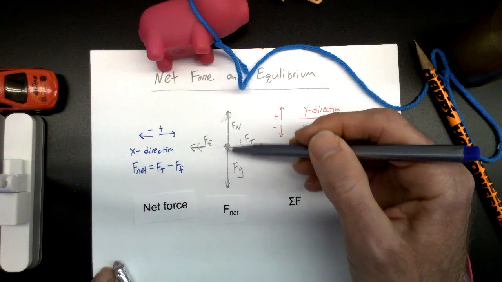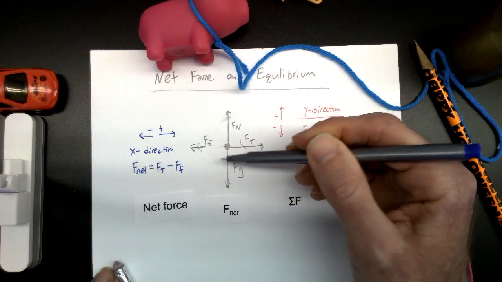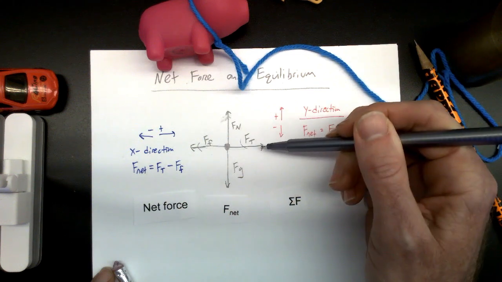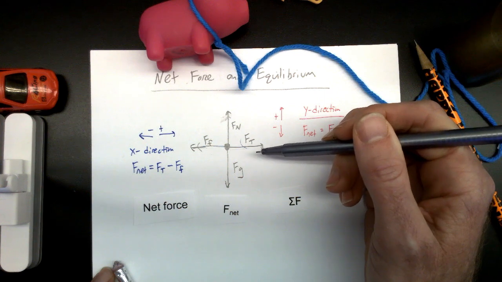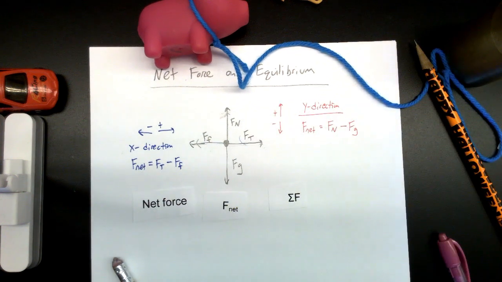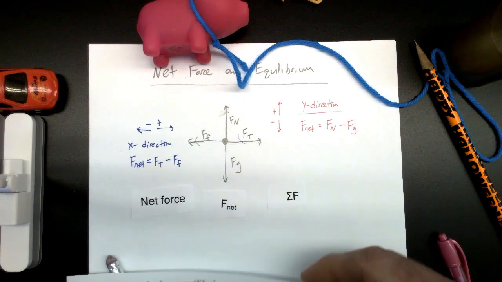And of course, we want to keep them separated. What's happening in the vertical direction, we want to keep separate from what's happening in the horizontal direction, right? So let's talk about this concept that we call equilibrium. And I have it written out right here.